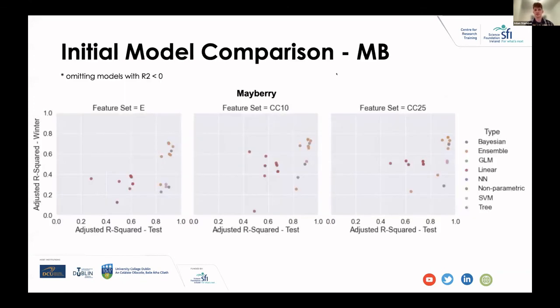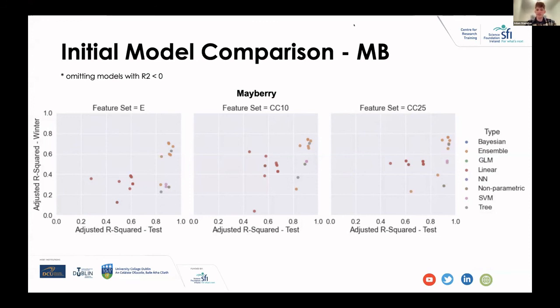So I'll look at the results for 2 of the sites of the initial model comparison. Along the x-axis, you can see the adjusted R-squared for the holdout data for the nighttime set. So this is basically how well the models are performing on the data that they were trained on. And along the y-axis, we have the adjusted R-squared for the winter data, which is testing how well the models generalize to data that it hasn't seen. And for the Mayberry site, we see what we expect across the feature sets, that as you increase the number of features and increase the information given to the models, that performance increases. But we're looking for an optimal number of features where the models are reduced in complexity, but improved in performance.